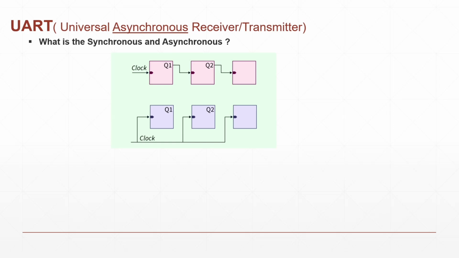And asynchronous means, if you can see this first diagram, there are three blocks. The first block is using this clock, the second block is using the Q1 clock, and the third block is using Q as a clock. So here each block is using a different clock, so we can say this is asynchronous. And here each block is using the same clock, so we can say it is synchronous. This question is important because in most interviews they will ask this basic question, so please make a note of this, okay?